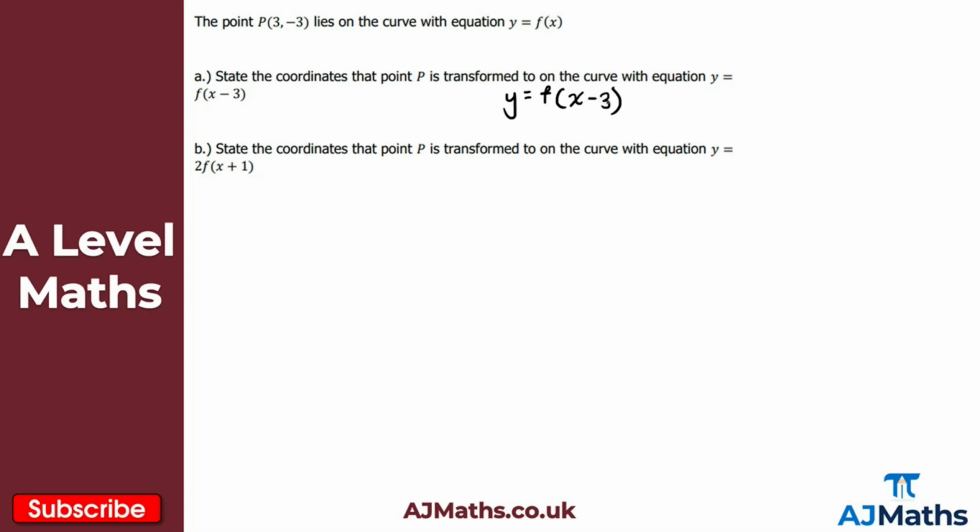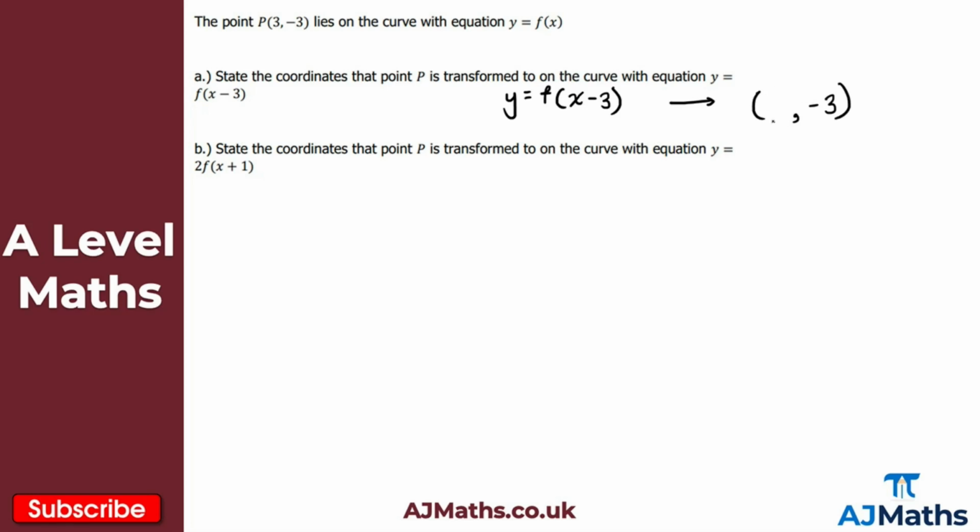So what do we do here? Well, we just take a look at this new equation, and we notice the only thing that's actually happening here is we've got this x minus 3. It's in the bracket with the x, so it affects the x coordinate only. There's nothing on the outside in front of the f or added or subtracted at the end here, so the y coordinate will stay the same. So we can note that straight away. So that was minus 3, so that will stay as minus 3.